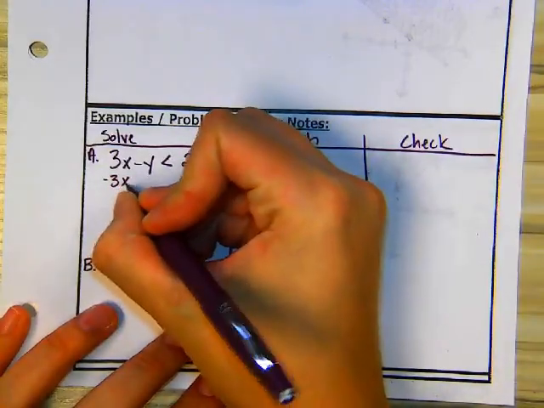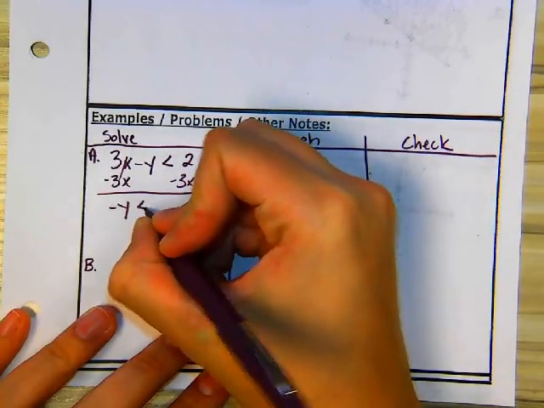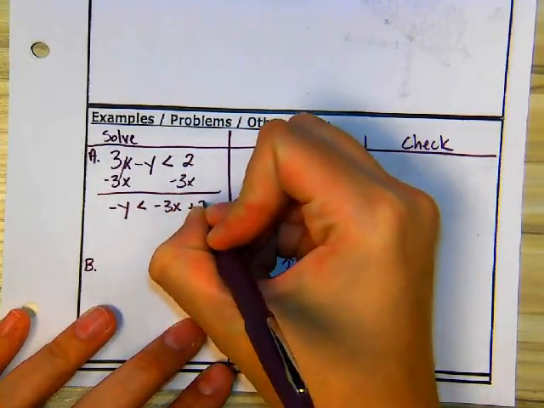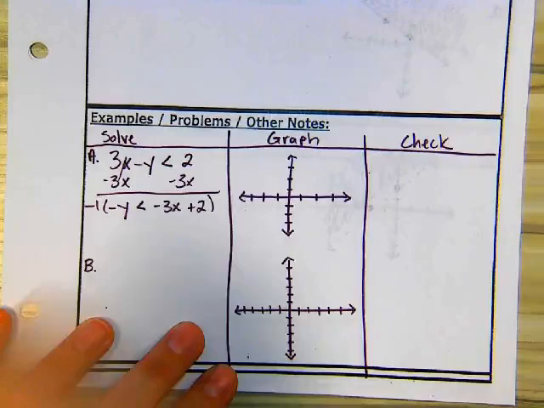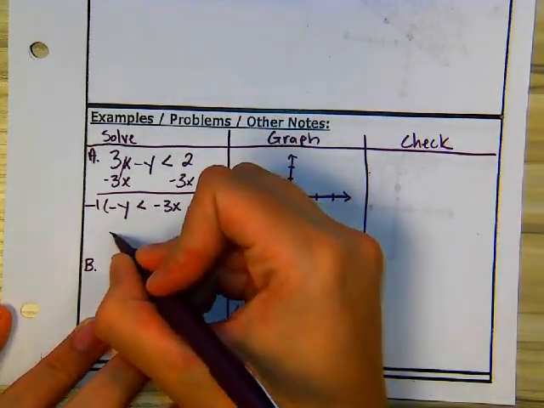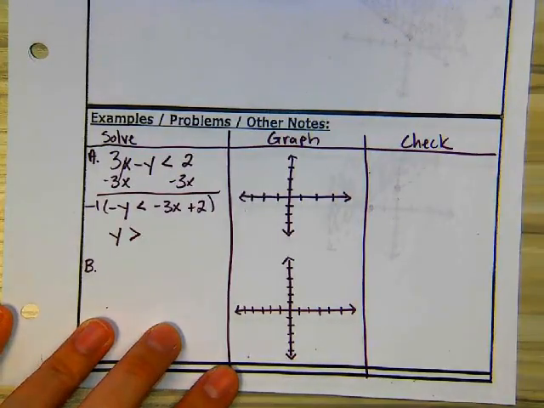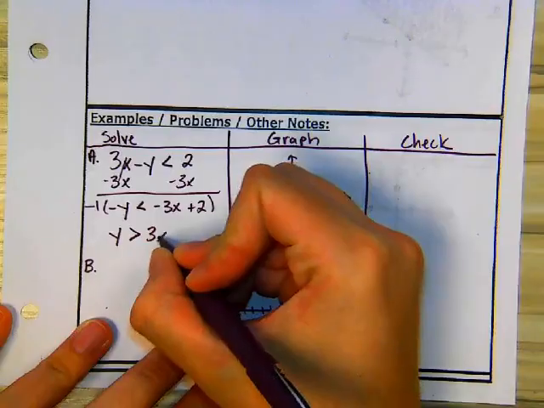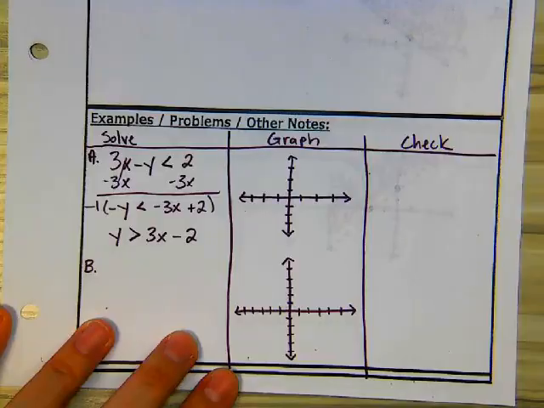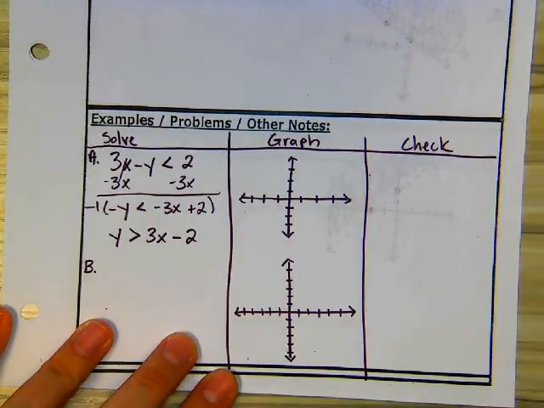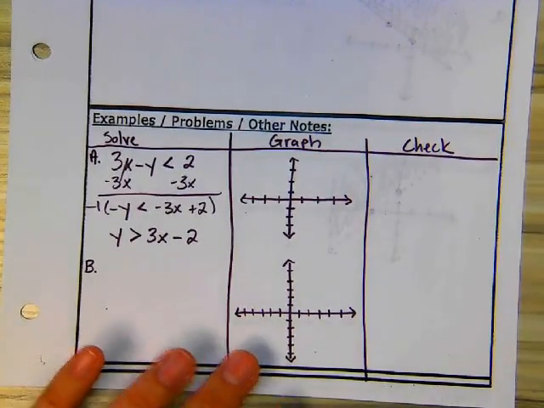First I need to subtract 3x, which gives negative y is less than negative 3x plus 2. Then we multiply everything by negative 1 to get rid of that negative, so we're left with y. We flip the sign since we're multiplying by a negative. So y is greater than 3x minus 2 is my inequality. Now I want to go ahead and graph that. Graphing is my second step.